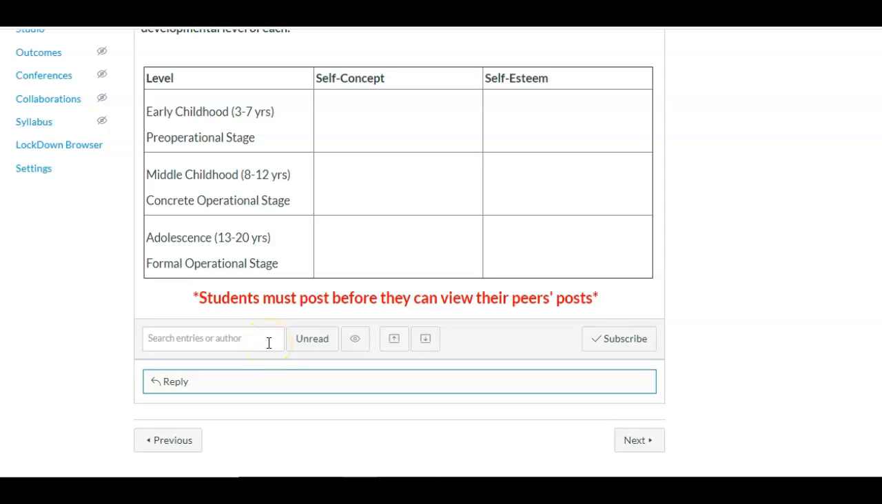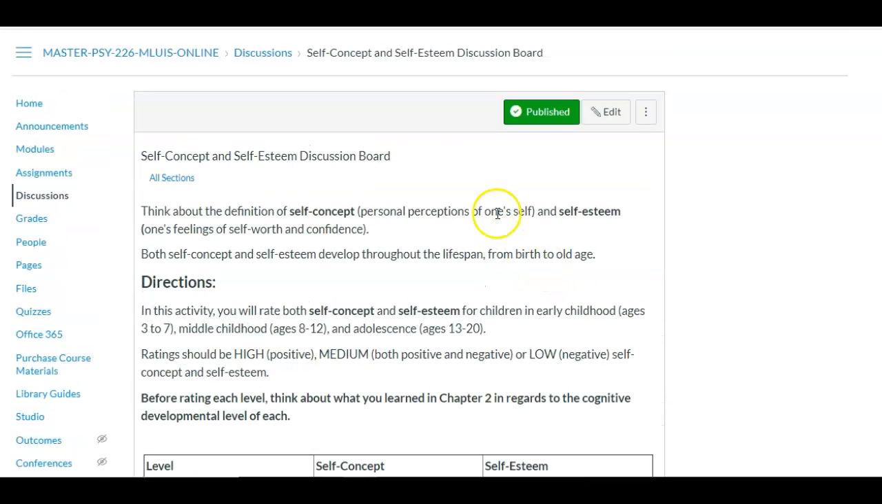So your job for your second post is to briefly read over your peers' information and choose one peer to respond to. You do not have to respond to all 30 peers, or however many students are in the class. You just respond to one peer, but each board requires two responses. Again, those are embedded in the modules, or you can find them in discussions.